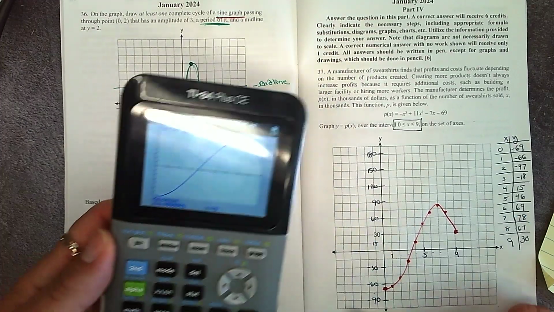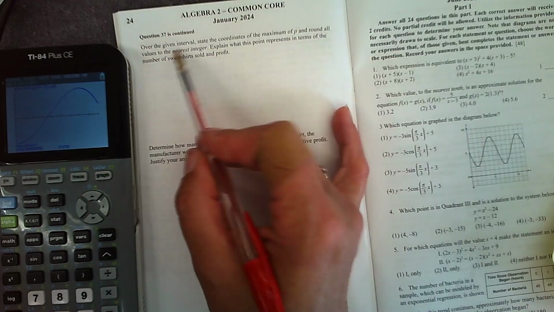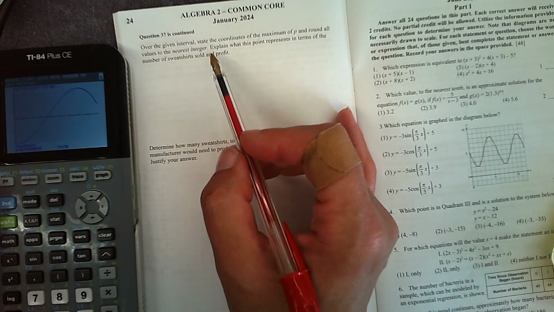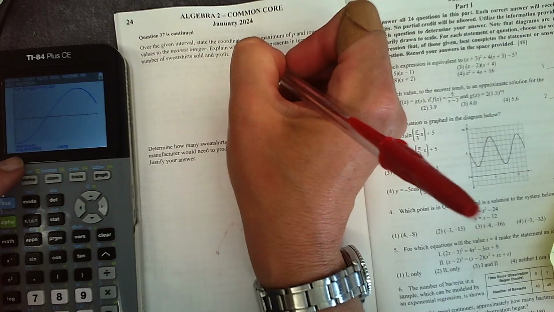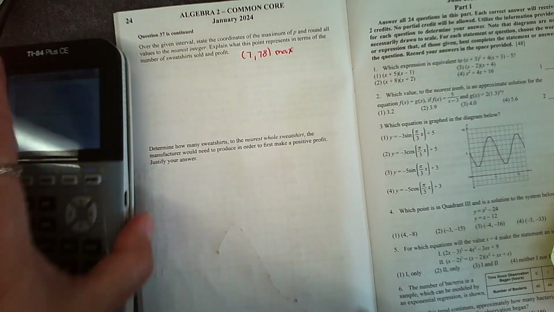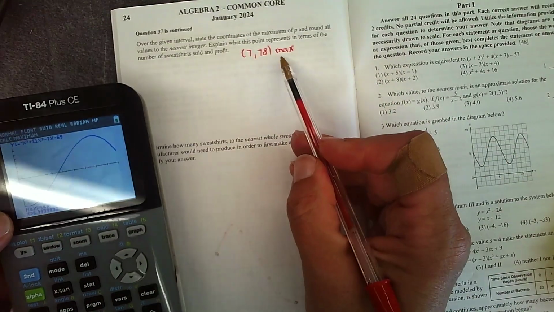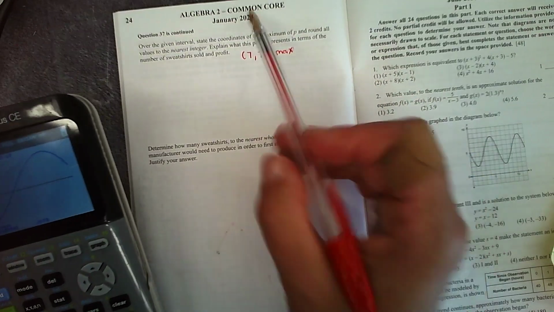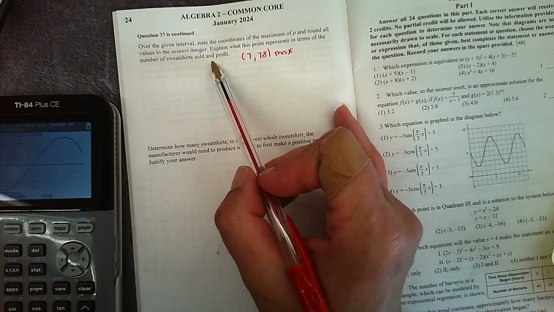So I'm going to go back to the question, and it says, over the given interval, round to the nearest integer. That means whole number. So the point is going to be 7, 78. That's the max. All right, so again, I got 6.9999. That's why I wrote 7, 78. Okay? Now, explain what this represents as far as number of sweatshirts sold.